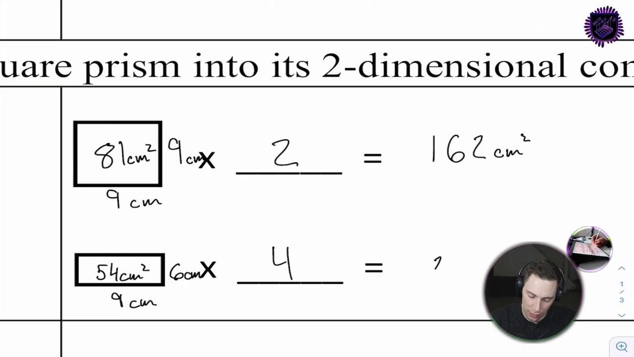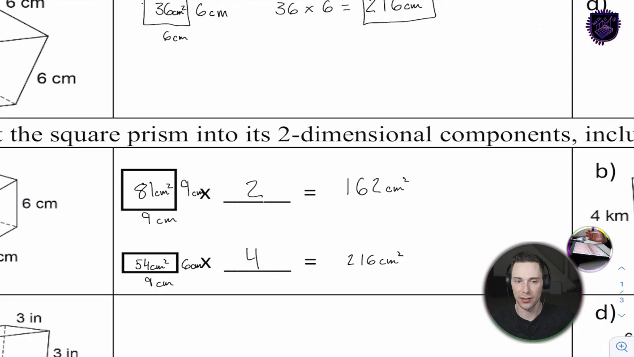216 centimeters squared. And then we're going to add those two up because that's all the faces: a top and a bottom, and then the four sides. So those are the two values we need to add together. That's going to give us a total of 378 centimeters squared.